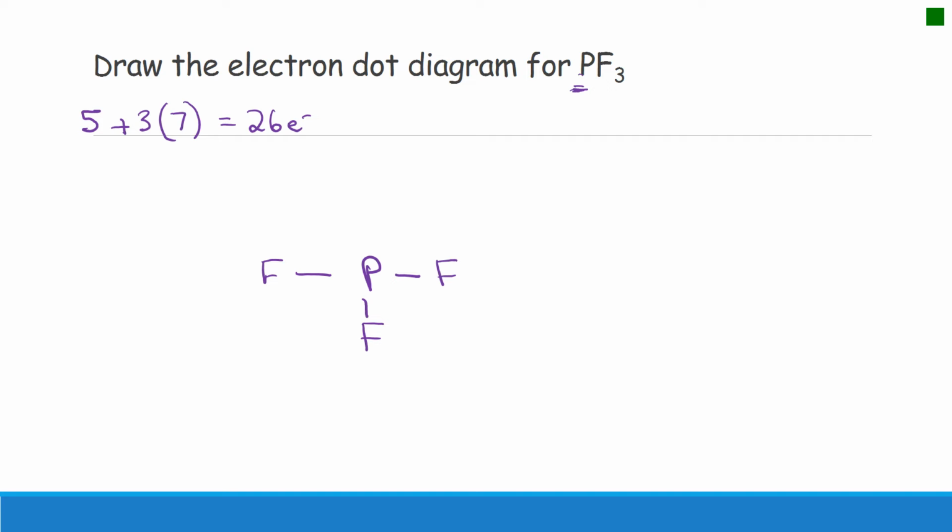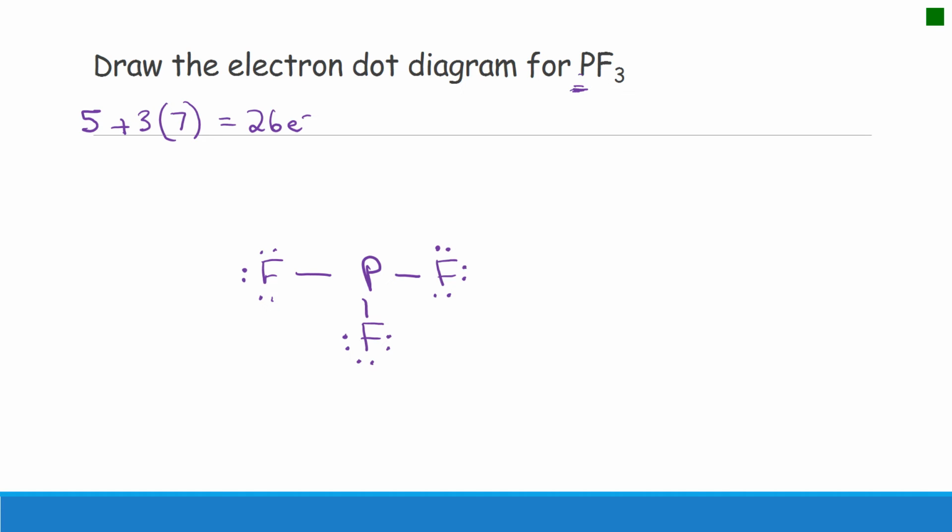Now we complete the octet for the outer atoms, and each of these fluorines is an outer one. So we put electrons in around it. So this fluorine now has 2, 4, 6, 8. Notice I'm keeping my electrons in pairs. This fluorine currently has 2, 4, 6, 8. Same with this fluorine, 2, 4, 6, 8.